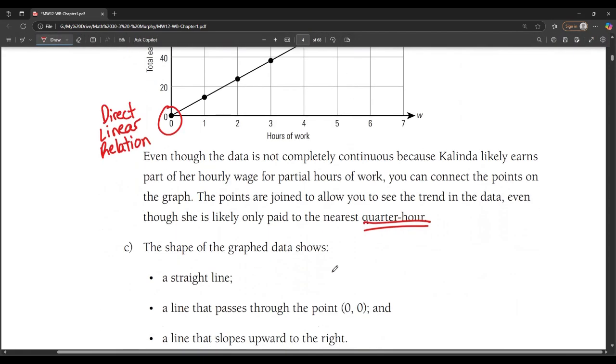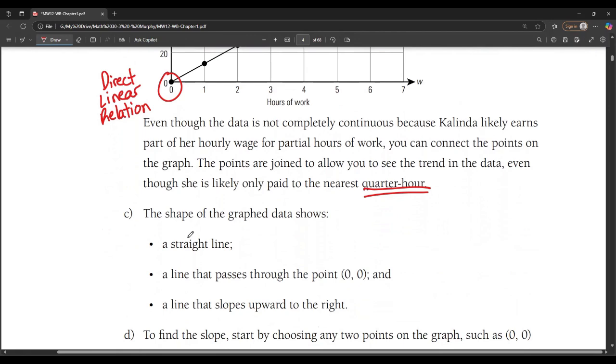C, the shape of the graph data shows a straight line. Okay, so that indicates a linear relation. As soon as you see the word line, it's a linear relation. A line that passes through 0 and 0, that is a direct linear relation.